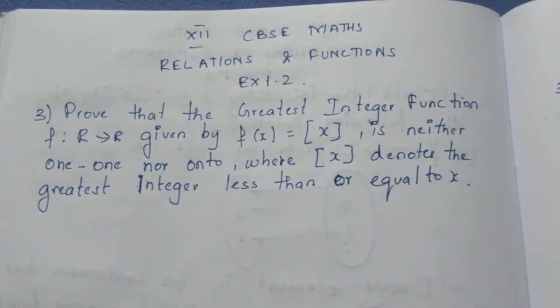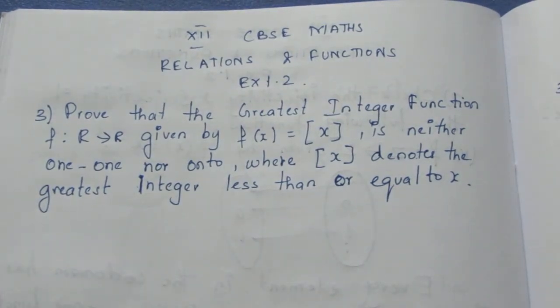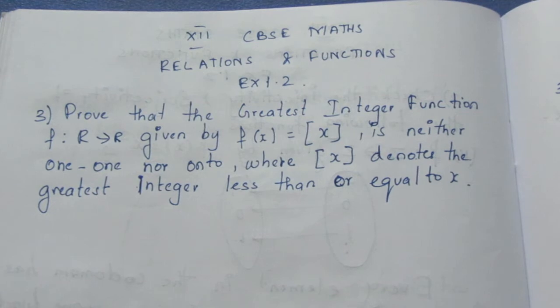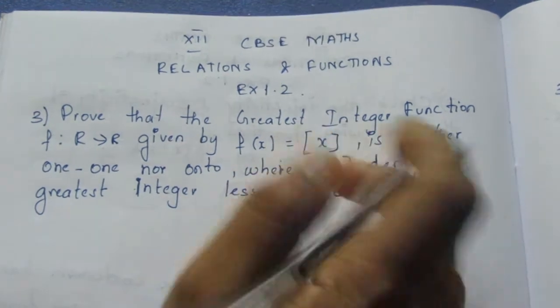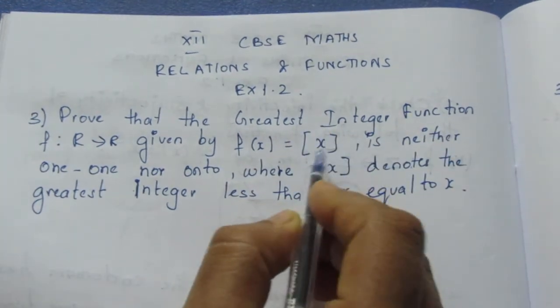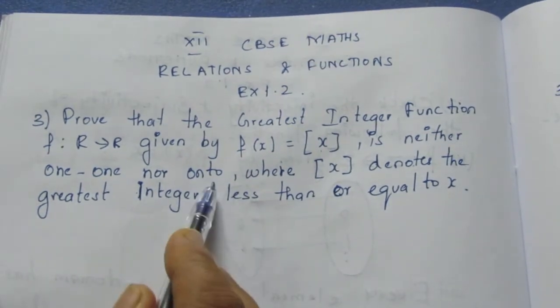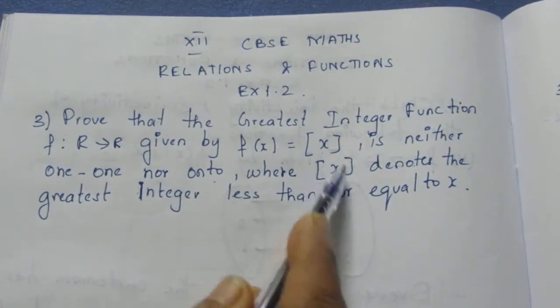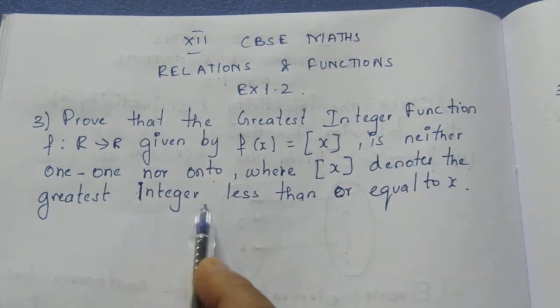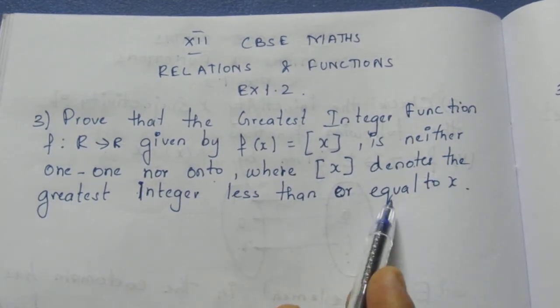Today we are going to see 12th CBSE Maths Relation and Function Exercise 1.2 question number 3. Let's see the question. Prove that the greatest integer function f from R to R given by f of x equal to [x] is neither 1 to 1 nor onto, where [x] denotes the greatest integer less than or equal to x.